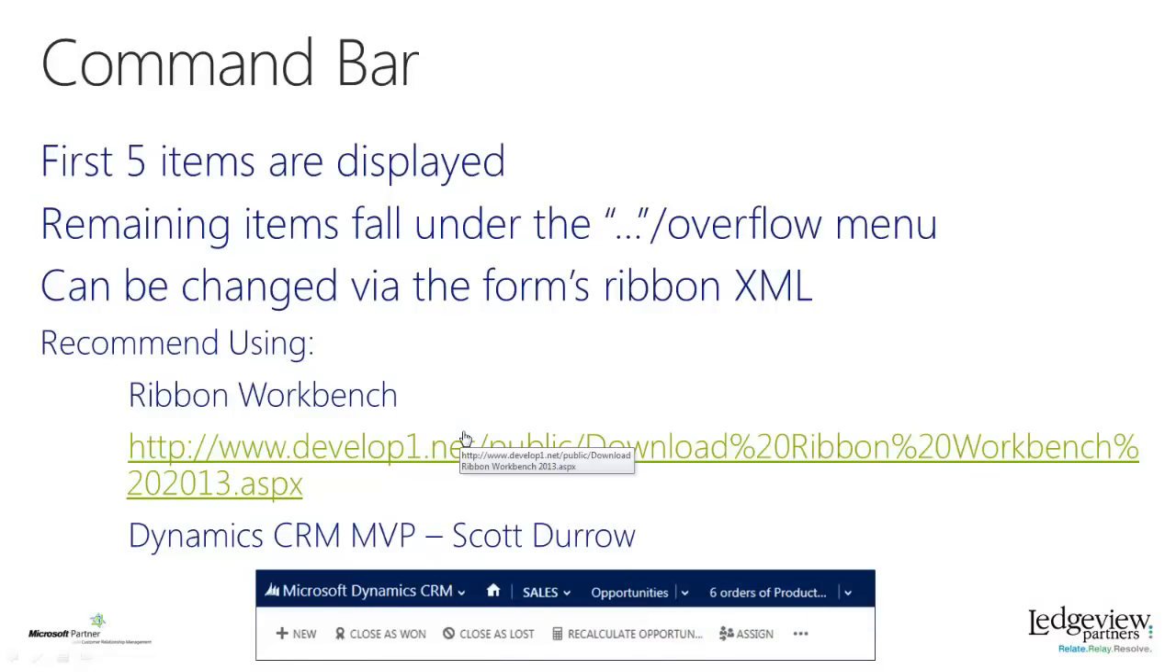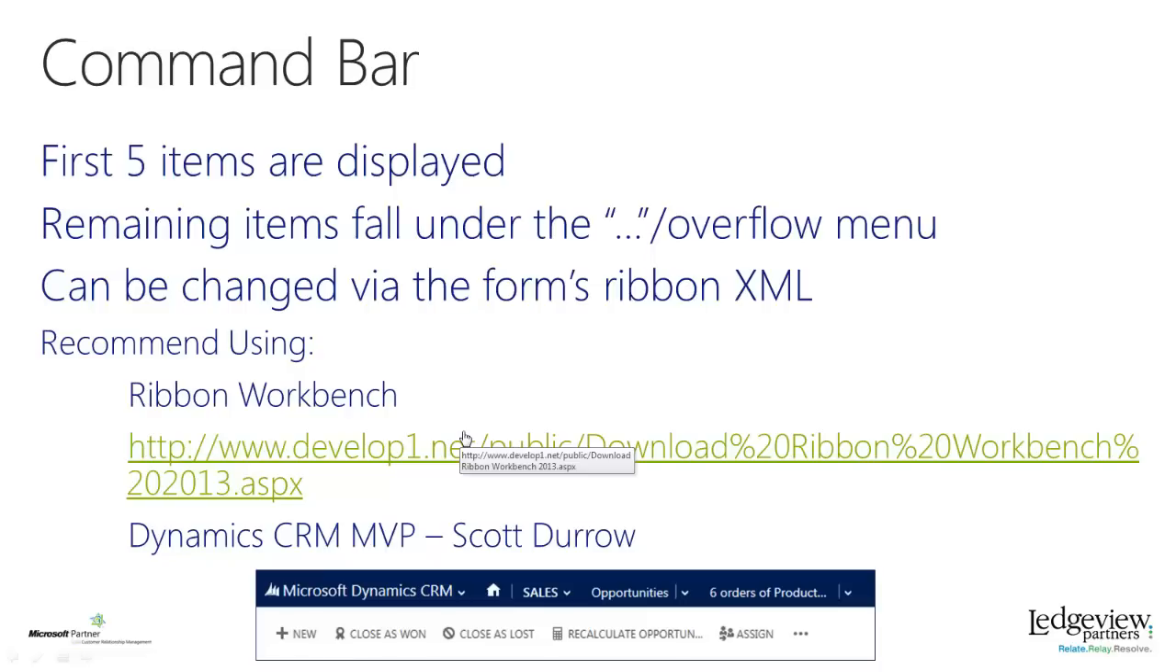Next thing I'm going to talk about is the command bar. The command bar replaces the ribbon that you used to see in previous versions of CRM. Currently, the first 5 items of what used to be the ribbon are displayed. Everything else falls into the overflow menu at the end. This is to reduce the amount of clutter on the screen and not to distract the user from things they don't need to see. Again, this command bar can be edited using the specific forms ribbon XML.